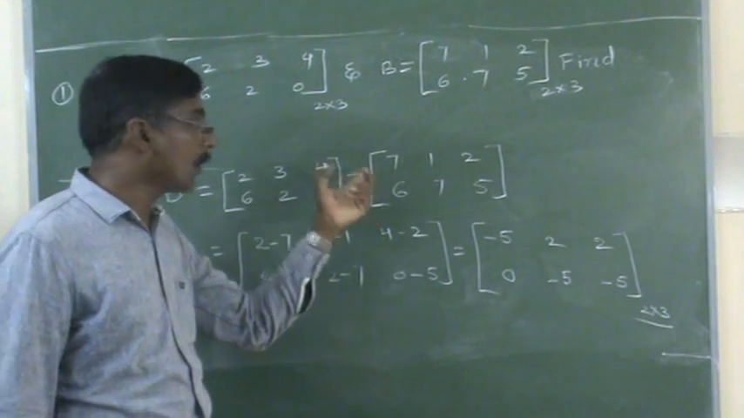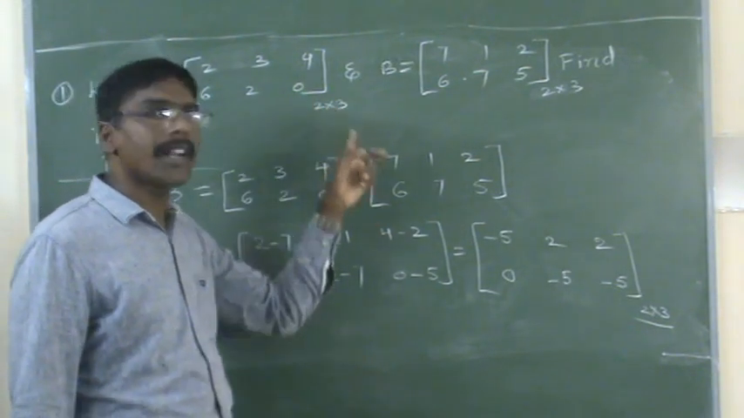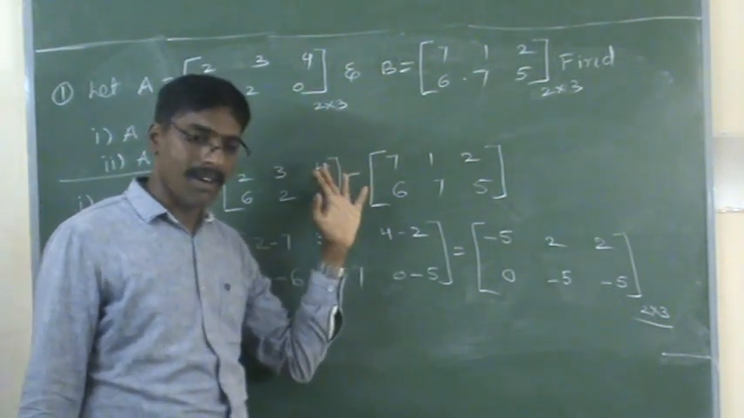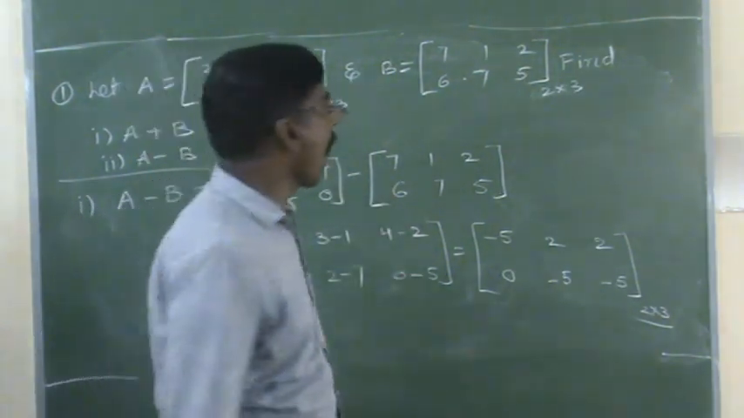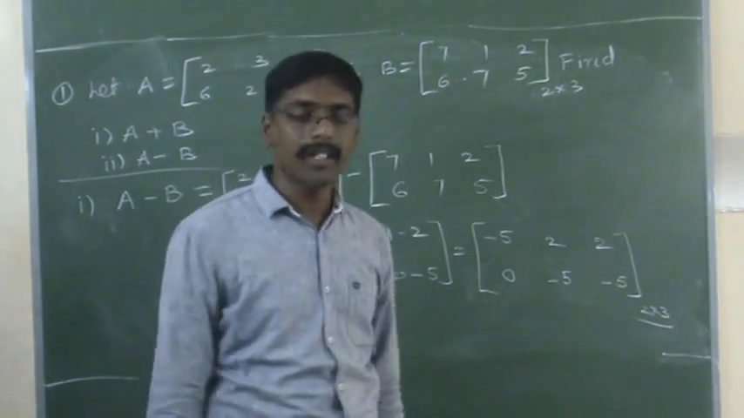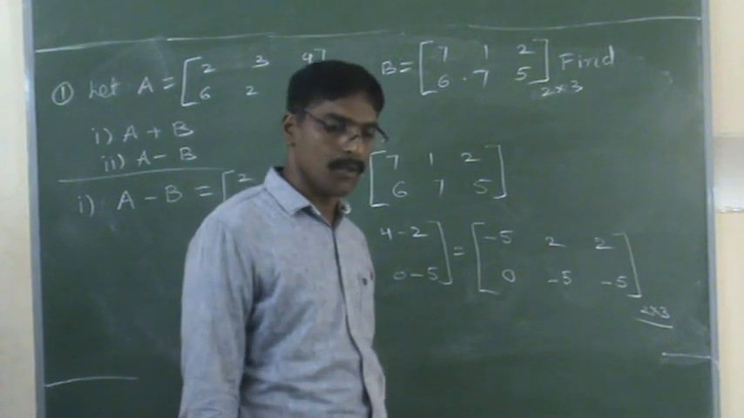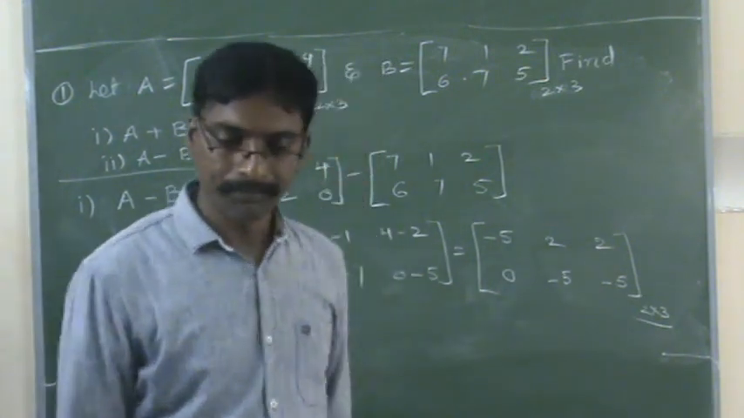Next important point: first we need to check the condition, whether their orders are the same or not. If the orders are the same, we need to subtract. If the orders are not the same, immediately we have to say that subtraction is not possible for these two matrices. Like that we have to write. That's it.